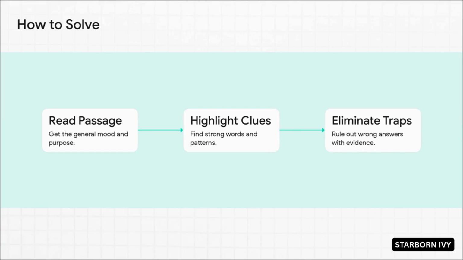Here is your game plan. It's a simple, three-step process. First, just read the passage to get a general sense of the mood and what it's trying to do. Second, you go on a hunt for clues. You're looking for strong words that give away the tone or sentence patterns that reveal the style. And finally, you use that evidence to confidently get rid of those tricky, wrong answers.